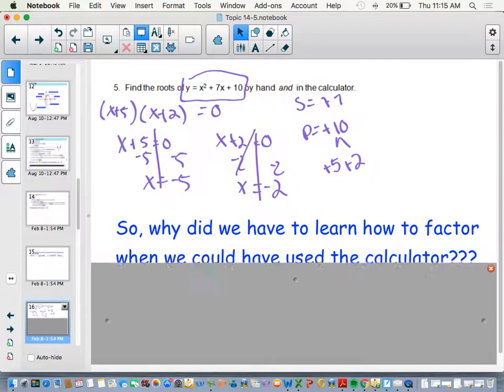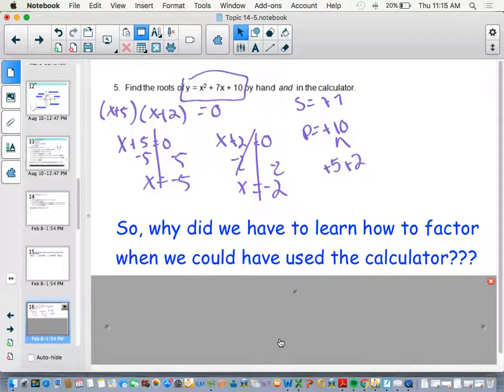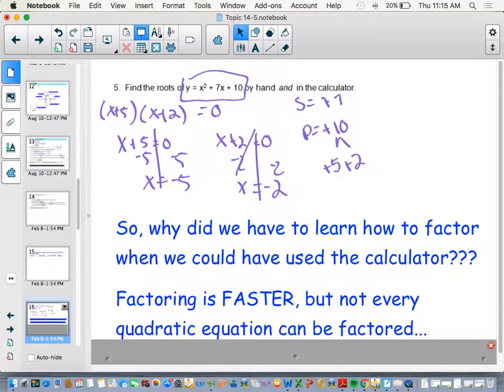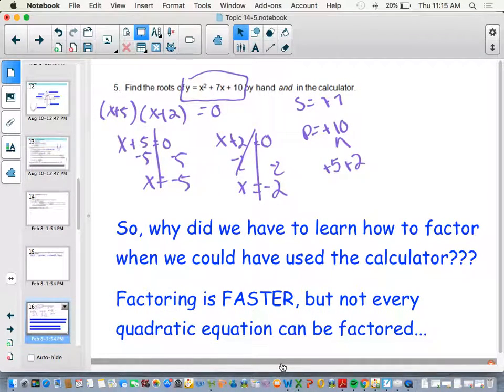So why did we have to learn how to factor when we could have used a calculator all along? Because you're not always going to have a calculator by your side. Factoring might honestly be a little faster for some people; you can factor it in your head. But the benefit of this method is it works every time. Not every quadratic equation can be factored, and this will work every single time we have a quadratic equation.